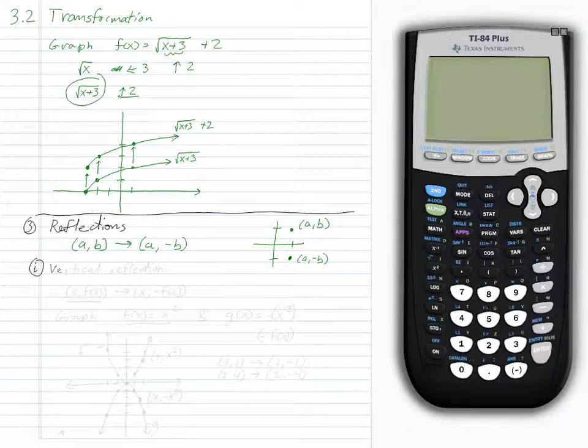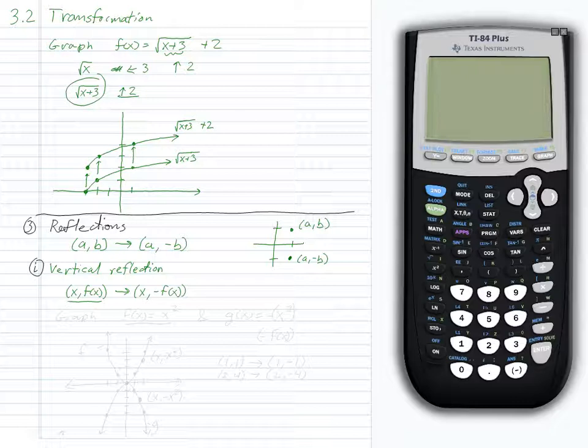So a vertical reflection can be achieved by making the y-coordinate negative. So if we have a function f of x, then every point on that graph can be described in this way, f of x. If we want to reflect across the axis, then the function should have a negative out front.